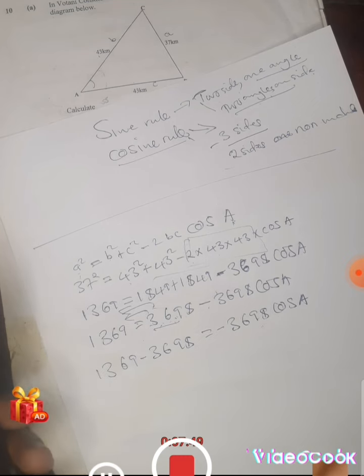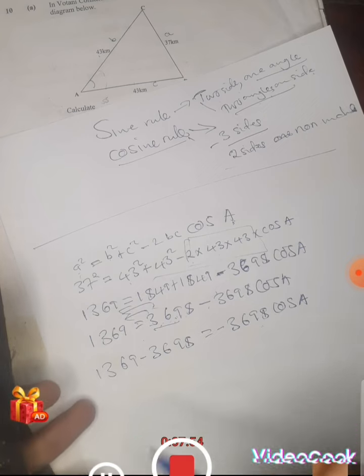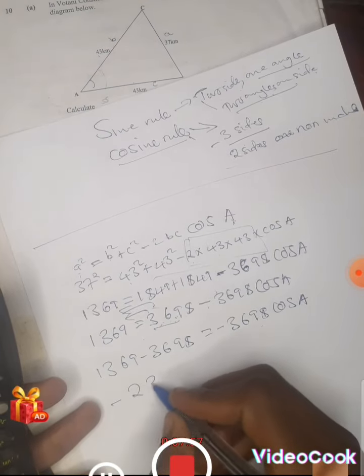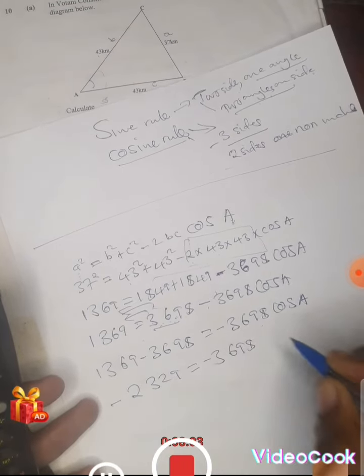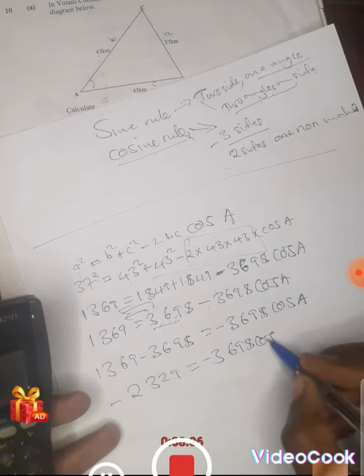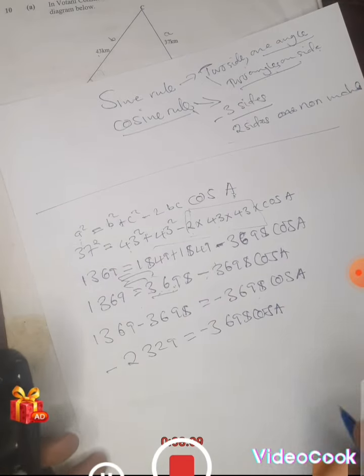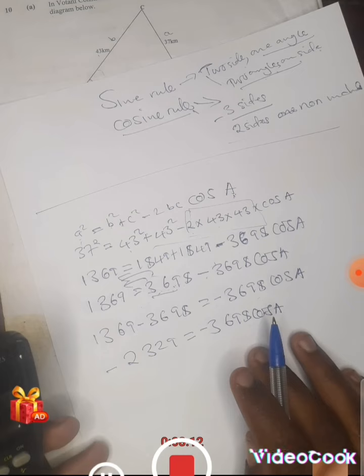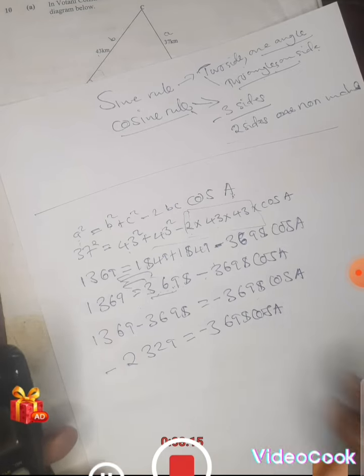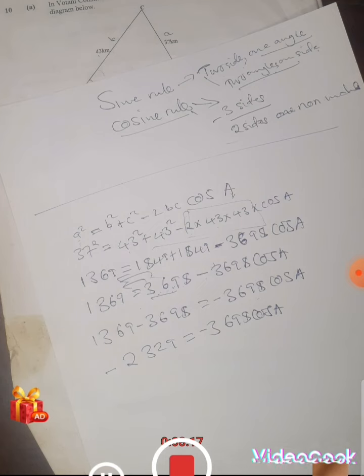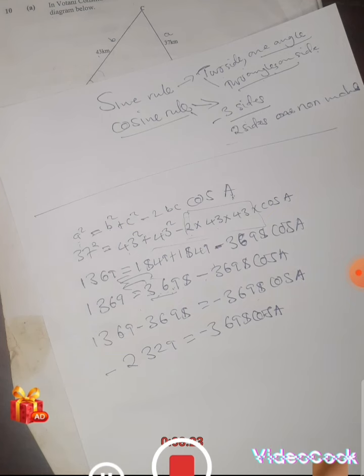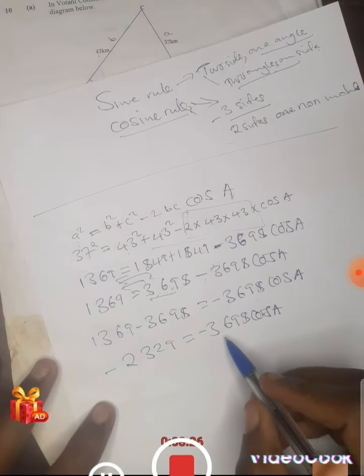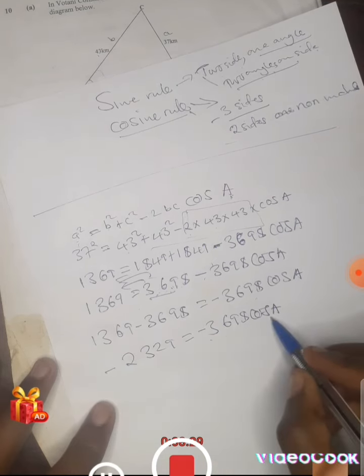So 1369 minus 3698, we are getting negative 2329, which is equals to negative 3698 cos A. Now what we want is our cos A. So we divide both sides by this number, so that we can remain with the cos A.